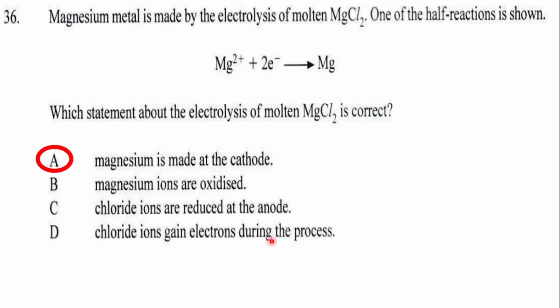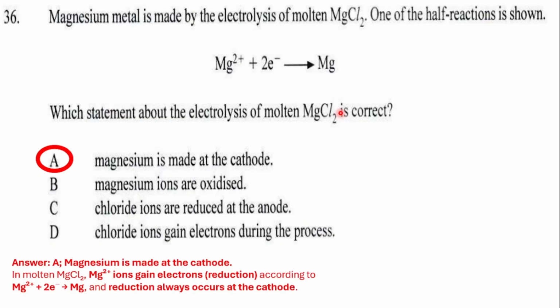So the correct answer is definitely going to be A, magnesium is made at the cathode, because we're looking for which statement is correct. So in molten MgCl2, magnesium 2+ ions gain electrons, and that's going to be reduction according to our equation. So we have plus 2 electrons, so we're gaining electrons, and reduction always occurs at the cathode. So magnesium is made at the cathode because we have reduction.